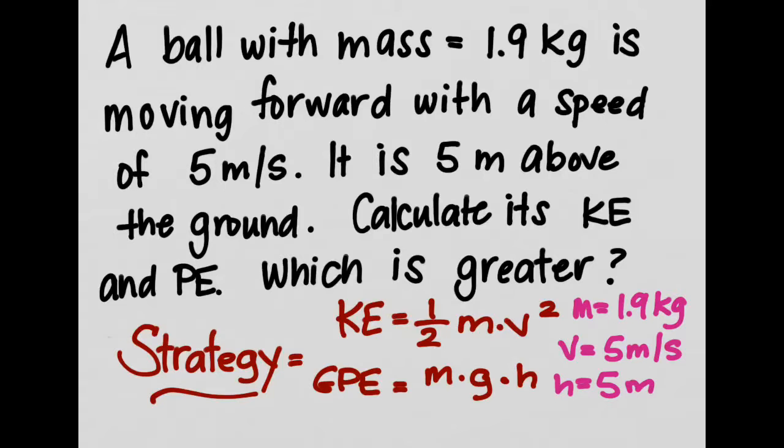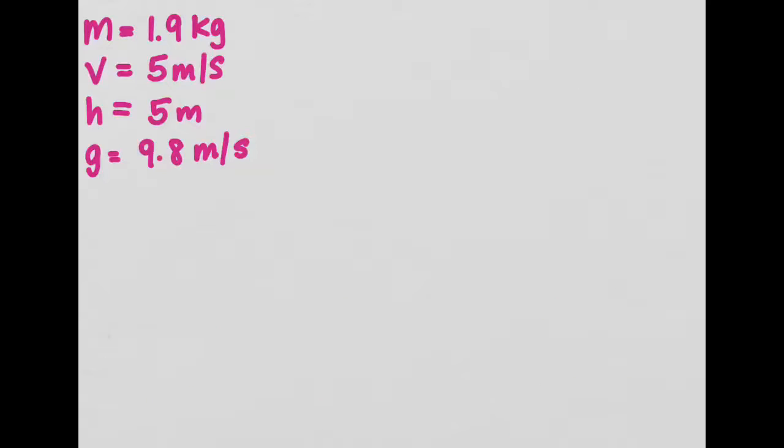Then lastly, I know that g is going to be a constant, and remember that that constant is equal to 9.8 meters per second squared. So in my strategy, I figured out all the things I need to know and what this question is asking me. I'm going to take all the stuff in pink and copy it over to the next slide. See you there. All right, I've copied everything relevant over from that last slide.